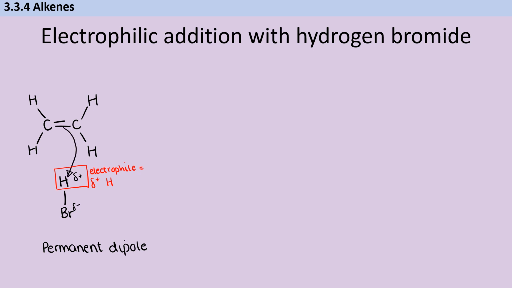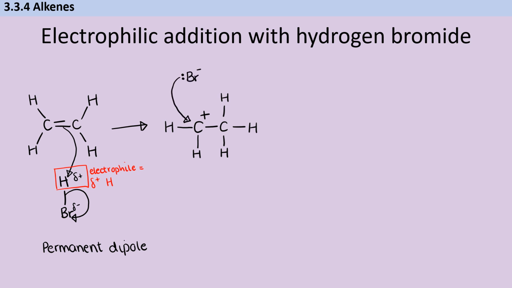So the double bond is that region of electron density, and that's attractive to the slightly positive hydrogen, and also it's repelling the electrons in the hydrogen-bromine bond. So eventually this is going to lead to the bond breaking, and we're going to form a bromide ion, and the hydrogen is going to bond with our alkene to make our carbocation. And then that bromide ion can attack that carbocation, and then we're left with a product that has a single halogen atom added to it.